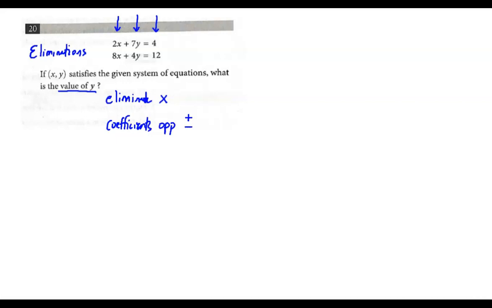So check this out. I could get these to be opposites of each other if I multiply this top row by a -4. So if I multiply that whole top row by a -4, I get -8x, -28y, and -16. The bottom row I'm going to leave the same. I'm not going to touch it. Some problems you have to multiply both rows, but this one I get away with only multiplying one.